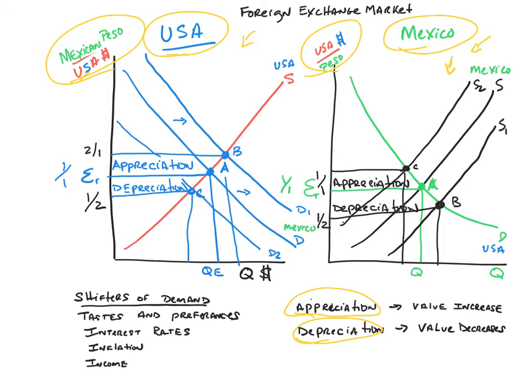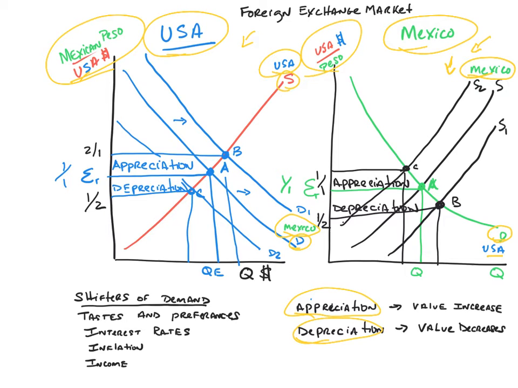So I want to go ahead and talk a little bit about the curve itself. Notice that there is a demand curve on both sides. Notice too that the demand for dollar bills is going to be demanded by Mexico. Who's supplying them? The United States. Over here, the opposite. Mexico is supplying their own currency, and over here, the United States is demanding that particular currency.